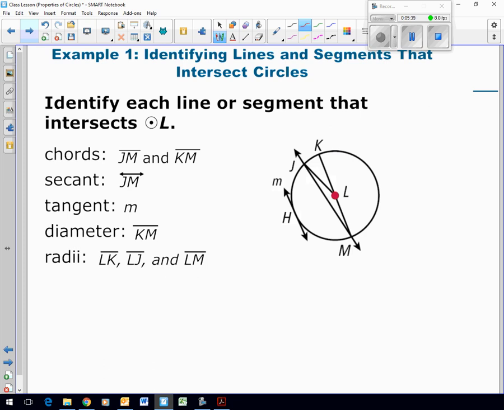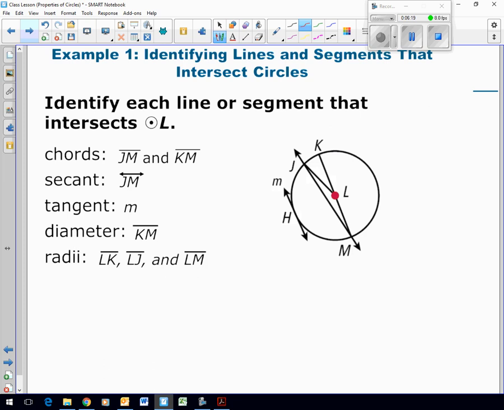Let me go back to this now. KM was also a chord. It starts at the rim of the circle, ends at the rim of the circle, and goes inside the circle. Sounds like a chord to me. It's a special type of chord, though, because it passes through the center. And since it passes through the center, it's a diameter. All right? Here's the principle. Every diameter is a chord.